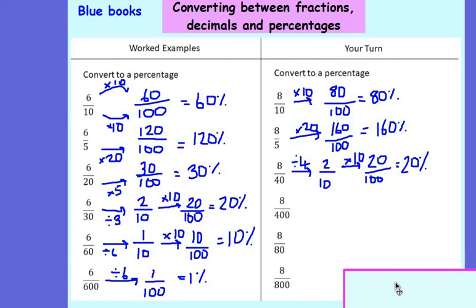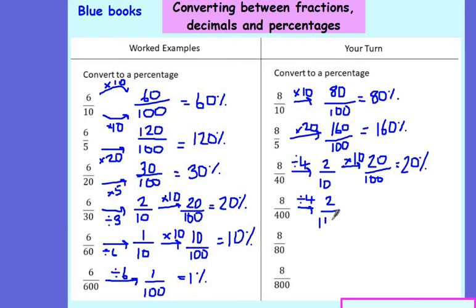For the next one, I've got 400, so I need to divide it by 4. Dividing by 4 is going to give me 2 out of 100, which is 2%. For the next example, I've got 8 out of 80. Again, I'm going to divide by 8 to start off, which gives me 1 out of 10. I'm then multiplying by 10, which will give me 10 out of 100, or 10%.